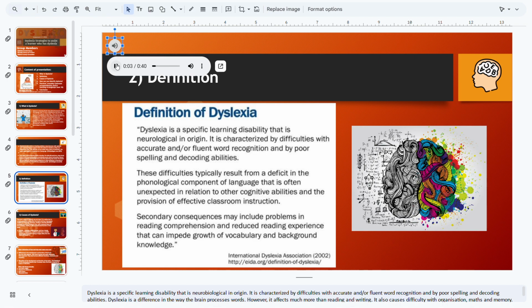Dyslexia is a specific learning disability that is neurobiological in origin. It is characterized by difficulties with accurate or fluent word recognition and by poor spelling and decoding abilities. Dyslexia is a different way of processing words. It also affects more than just reading and writing. It can also affect organization, maths problems, as well as memory.